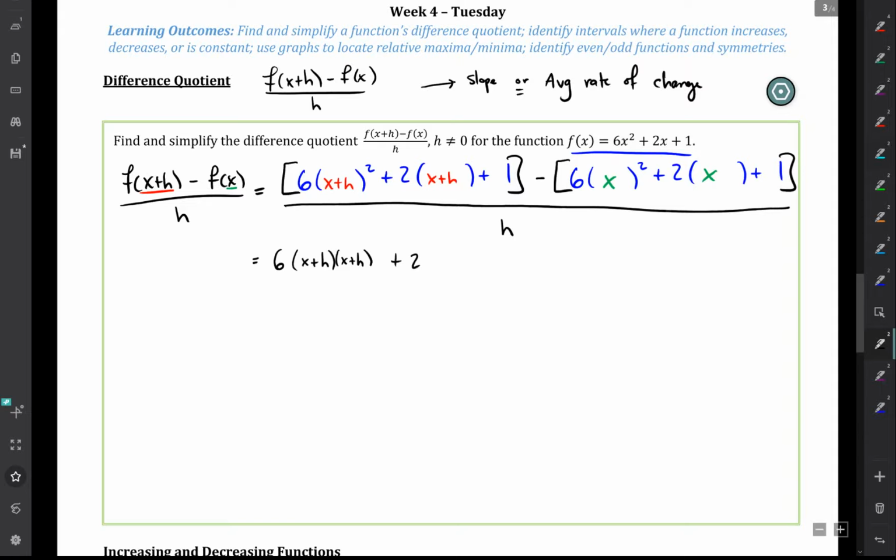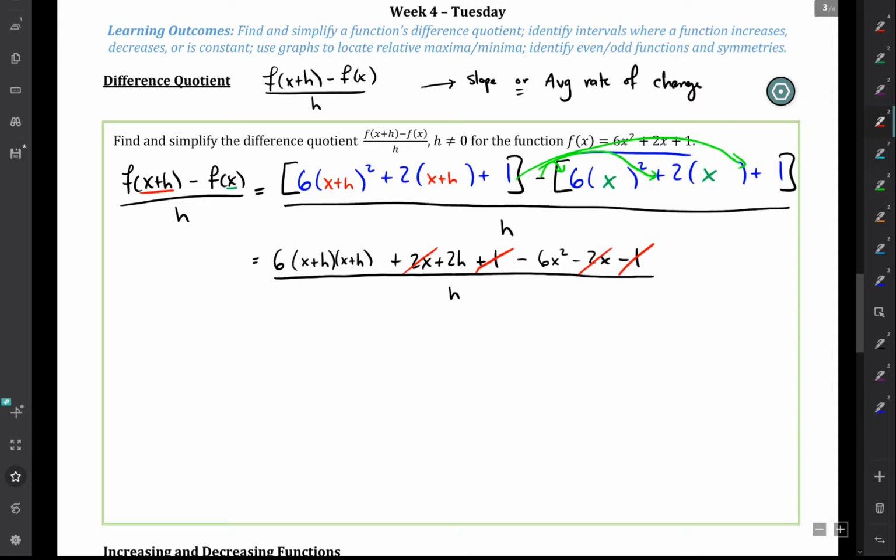And then I'll distribute the 2 into the x plus h. That's 2x plus 2h plus 1 minus 6x squared minus 2x minus 1. And so to get that minus everywhere, I distribute that negative sign into all 3 terms there. Okay? And that's going to be all over h. And now I get to cancel a whole bunch of stuff. I get to cancel the negative 1 with the positive 1, because 1 minus 1 is 0. 2x minus 2x is 0.